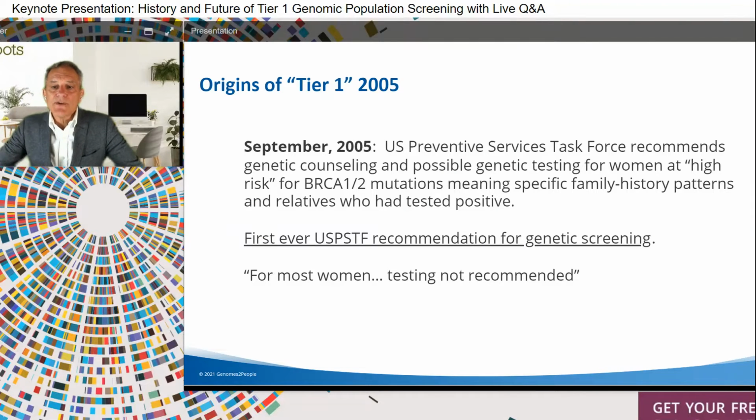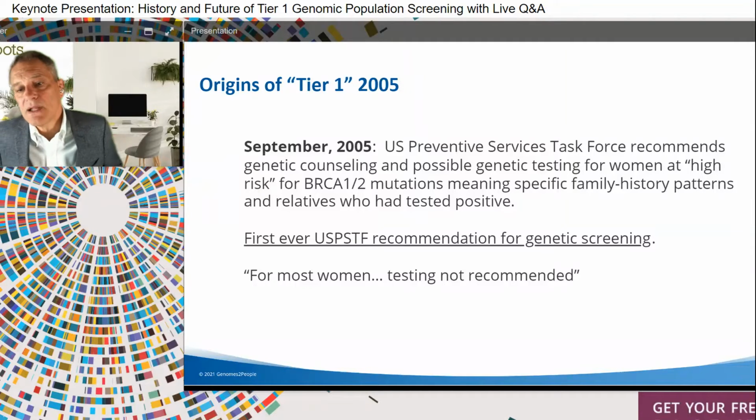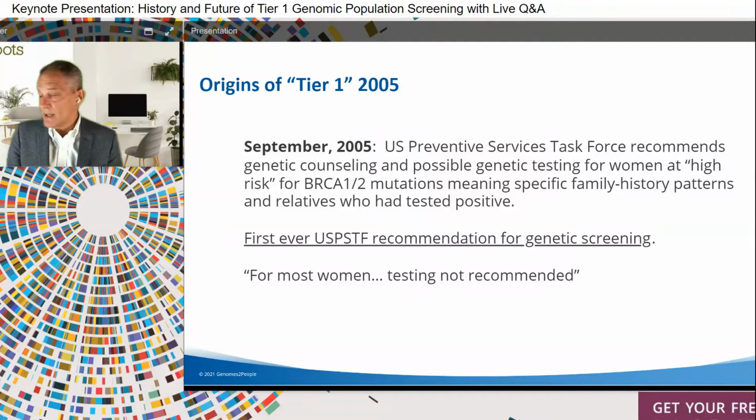In September of 2005, the U.S. Preventive Services Task Force, which is, of course, a different group, did recommend genetic counseling and possible genetic testing for women at high risk for BRCA1 and 2, meaning that they had a specific family history pattern or had a relative who tested positive.